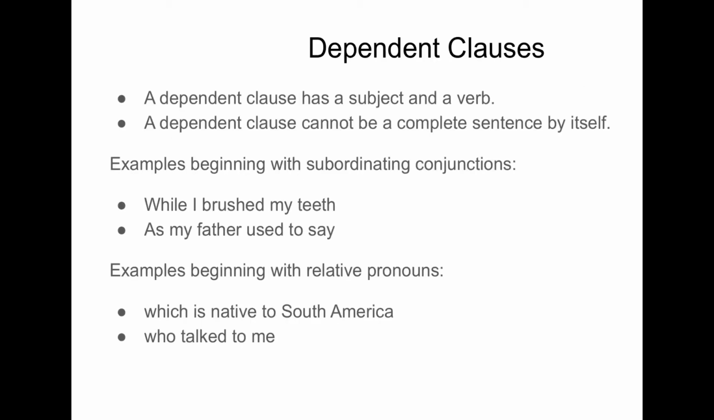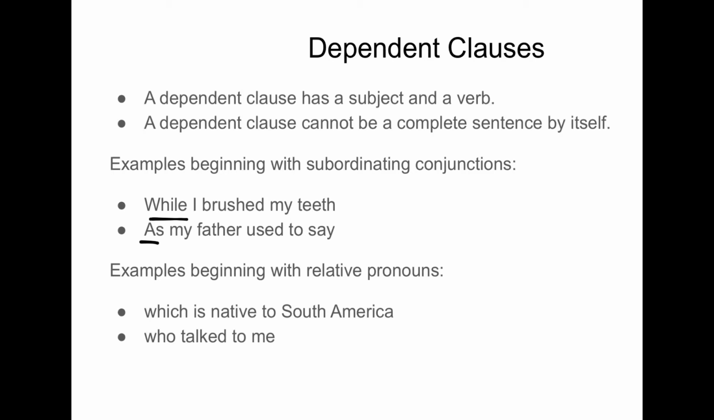Dependent clauses always have both a subject and a verb, but they cannot be a complete sentence by themselves. Sometimes they begin with subordinating conjunctions, like the word while, or the word as, and while I brushed my teeth, or as my father used to say. And if you try to say that out loud, something is missing.